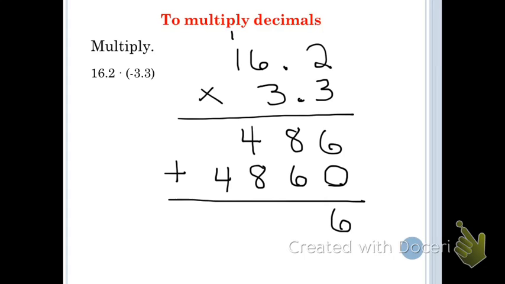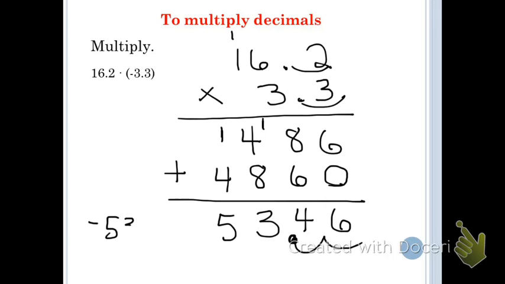So I have 6. 8 plus 6 is 14. 4 plus 1 is 5. 5 and 8 is 13. And 4 plus 1 is 5. I have 2 decimal places. So my answer will be negative 53 and 46 hundredths.